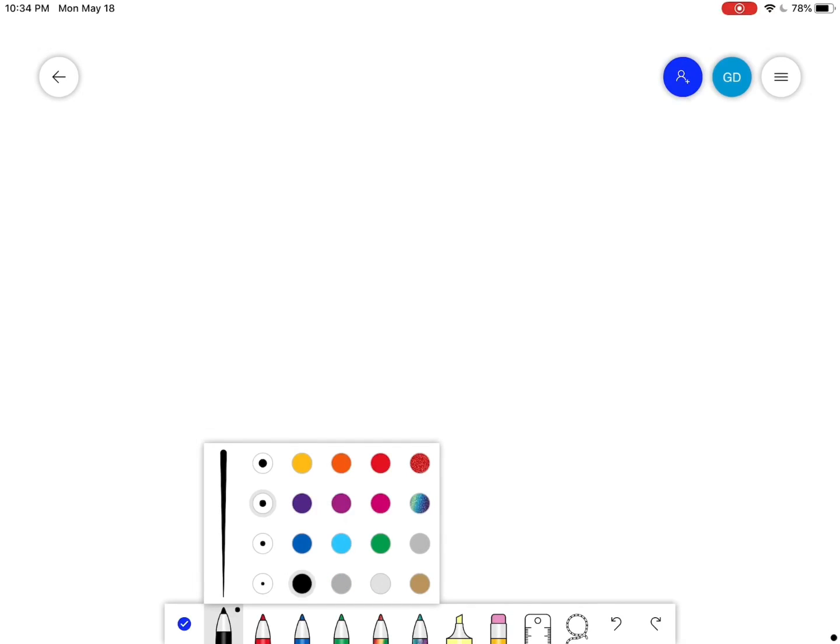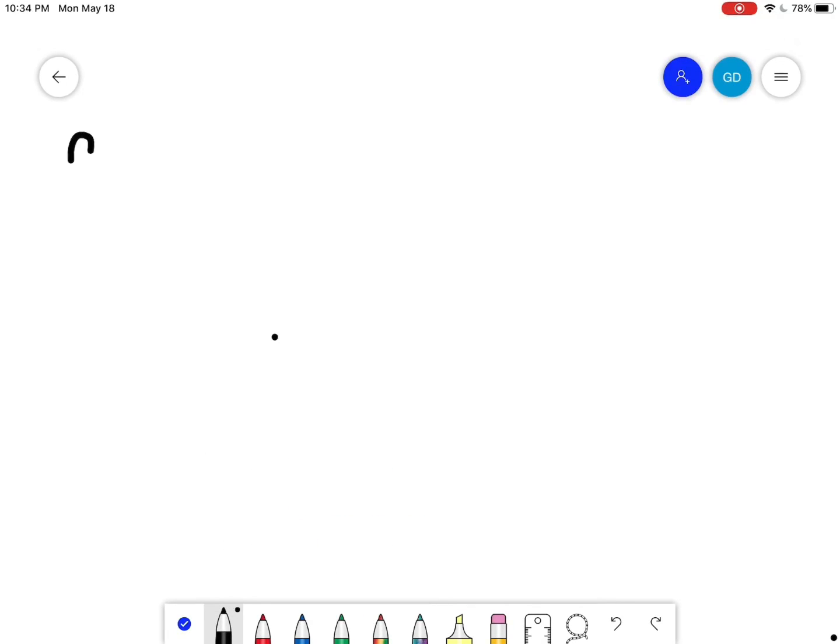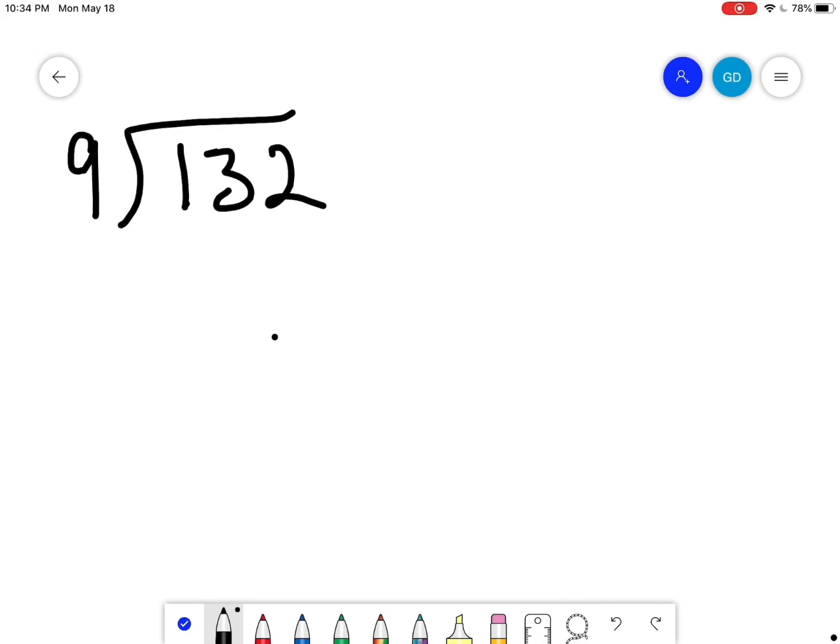So let's say I have something like 9 into 132. Okay, so we got a single digit here into a triple digit. So what we're asking is, what is 132 divided by 9? Okay, so just to refresh what we talked about, if I have 9, I'm going to switch to red here.